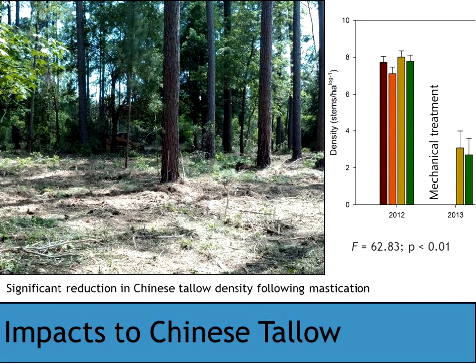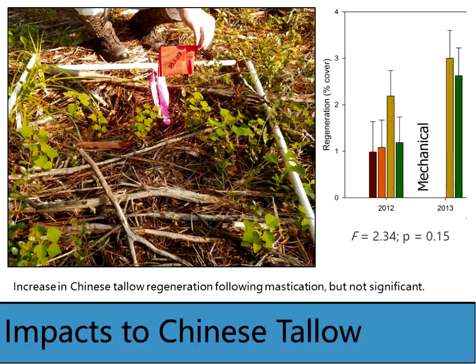And so when we look at the effect of mastication, of course you would think if you masticate the entire understory, you're going to have a significant reduction in Chinese tallow, which is what we saw. We saw that we had quite a few stems in 2012, and then in 2013 we had a significant reduction. And you can see from the picture here, it creates a pretty dramatic effect.